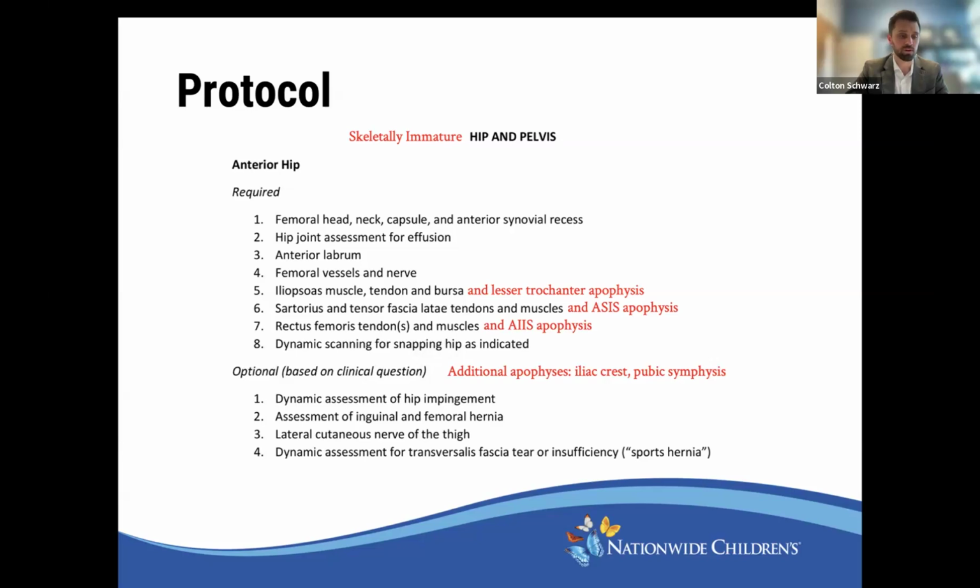You can see some additional apophyses you can look at depending on the clinical scenario. The iliac crest, that's getting more into the anterolateral hip, and then the pubic symphysis, that's getting more into the medial hip. But today we'll walk through our standard anterior hip protocol, keeping those apophyses in mind.